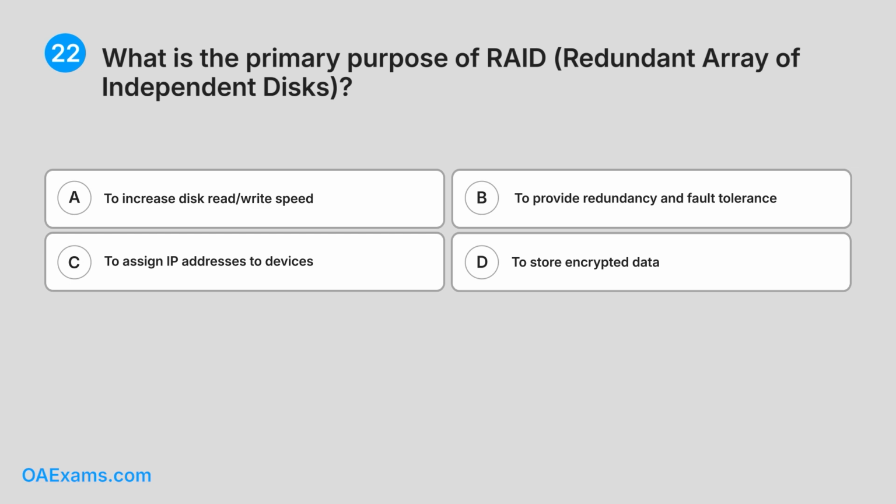22. What is the primary purpose of RAID? Redundant array of independent disks. A. To increase disk read/write speed. B. To provide redundancy and fault tolerance. C. To assign IP addresses to devices. D. To store encrypted data. What do you think is the answer?